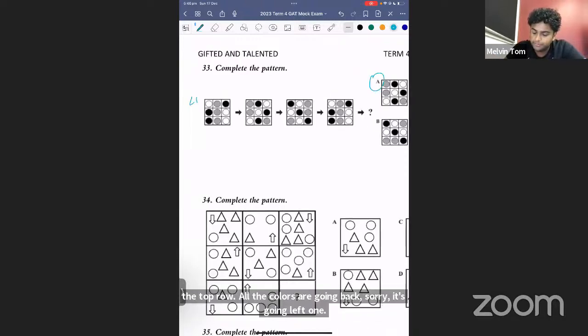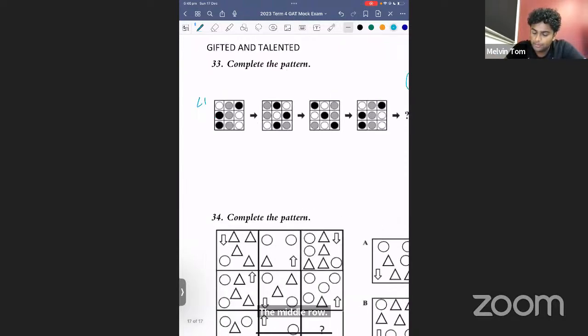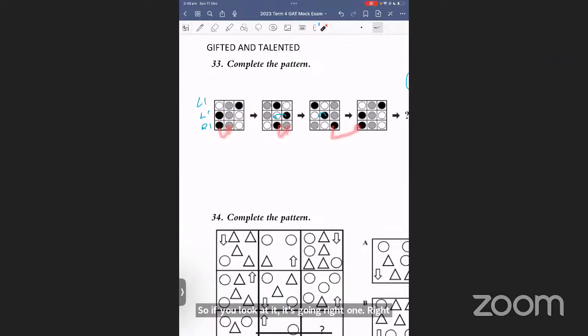The middle row is also going left 1, left 1, left 1. Okay, that helps. And the bottom row is going right 1, right 1, right 1 each time. So if you look at it, it's going right 1, right 1, right 1, like that.